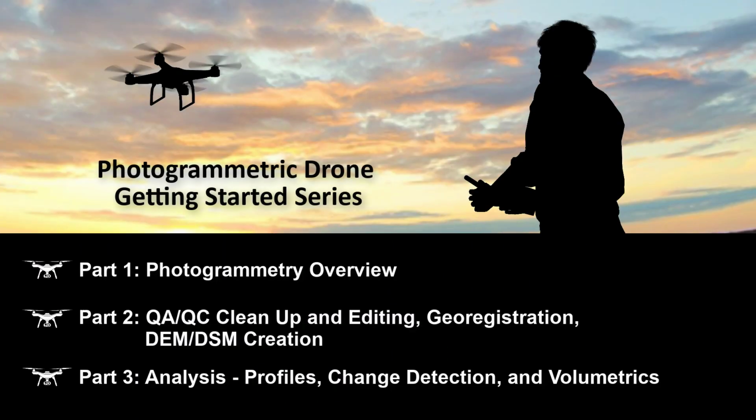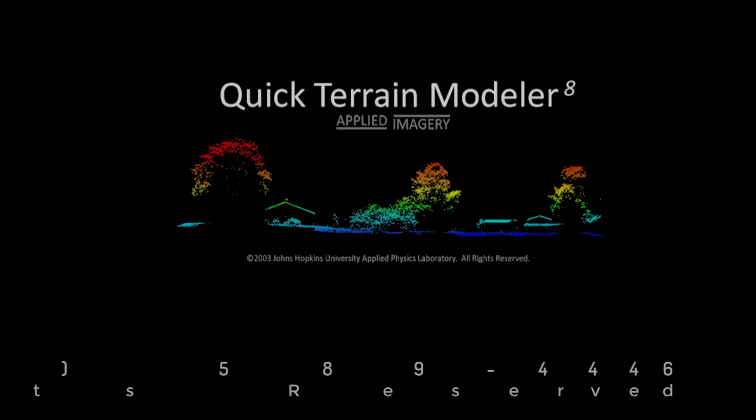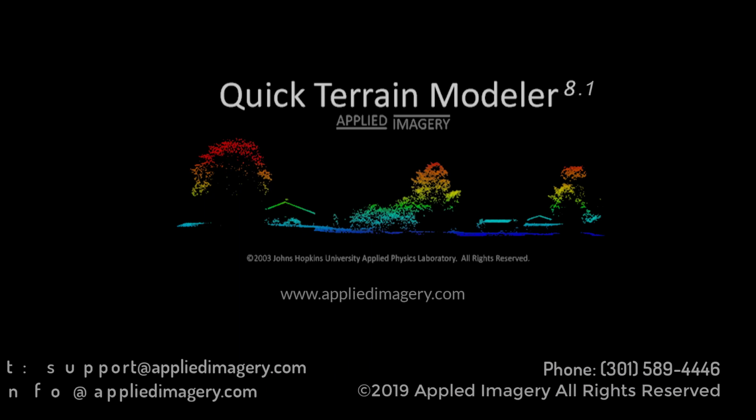In the next video, part 2 in this photogrammetry drone series, we'll discuss how Quick Terrain Modeler can help if your drone model isn't georegistered or the georegistration is off. Additionally, we'll discuss cleanup and editing tools and creating DEM and DSMs. See you in part 2.